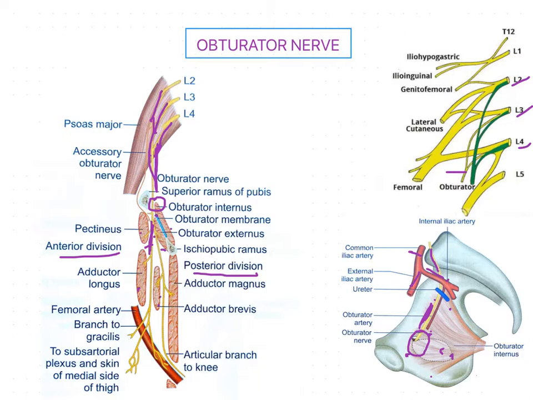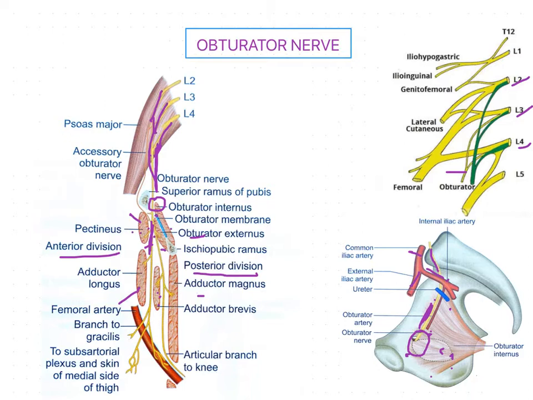And if you relate it to the most medial muscles, this anterior part of the obturator nerve lies behind the pectineus above and adductor longus below. Normally the arrangement of muscles on the medial aspect is: pectineus, then adductor longus, behind it adductor brevis, and behind that adductor magnus. In the uppermost part you can find the obturator externus muscle. Inside the true pelvis, we can find the obturator internus.